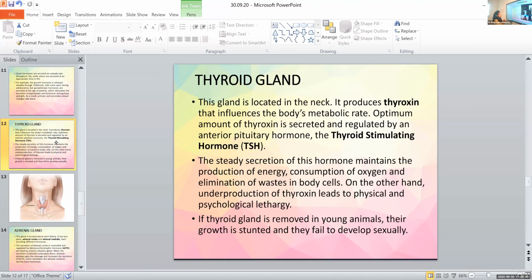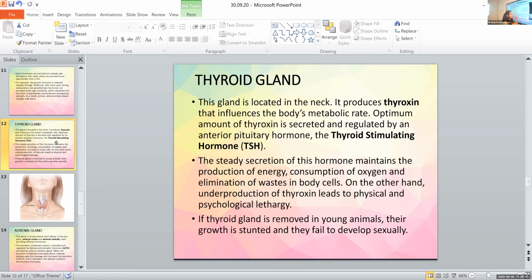The pituitary gland, then comes the TSH, that is thyroid stimulating hormone. Then the TSH signals the thyroid gland to produce its secretion, which is the thyroxine. And thyroxine helps in the metabolic rate of our body. Then the steady secretion of this hormone maintains the production of energy, consumption of oxygen, elimination of waste in body cells, all the metabolic processes.